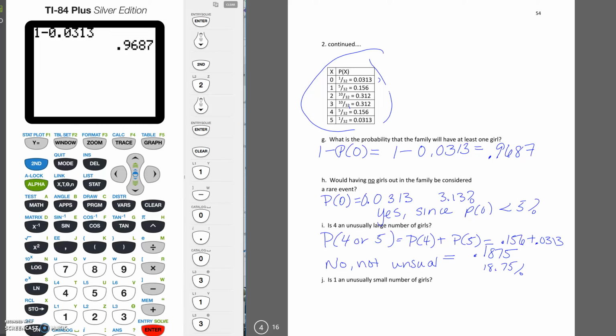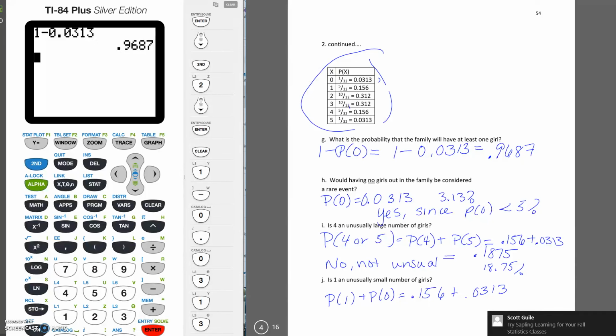Then we want to know, is 1 an unusually small number of girls? Being unusually small, we would take the probability of 1 plus the probability of having no girls, because that's even smaller. So this would be 0.156 plus 0.0313, which also happens to give us 0.1875, which is 18.75%. So again, no, this would not be unusual.